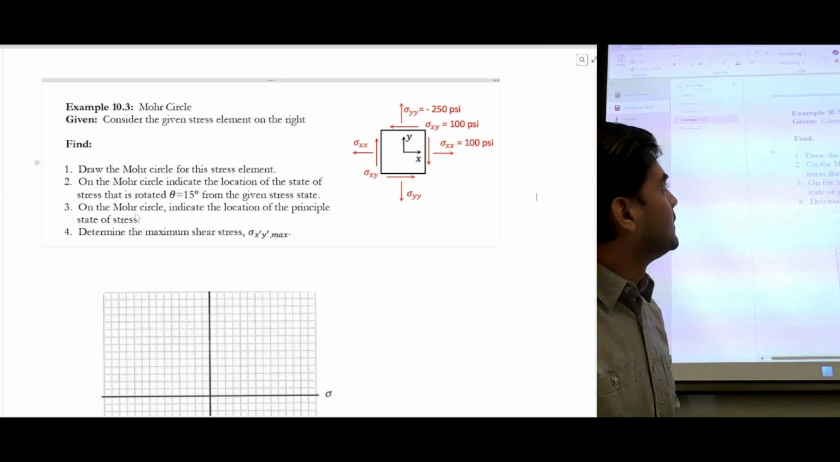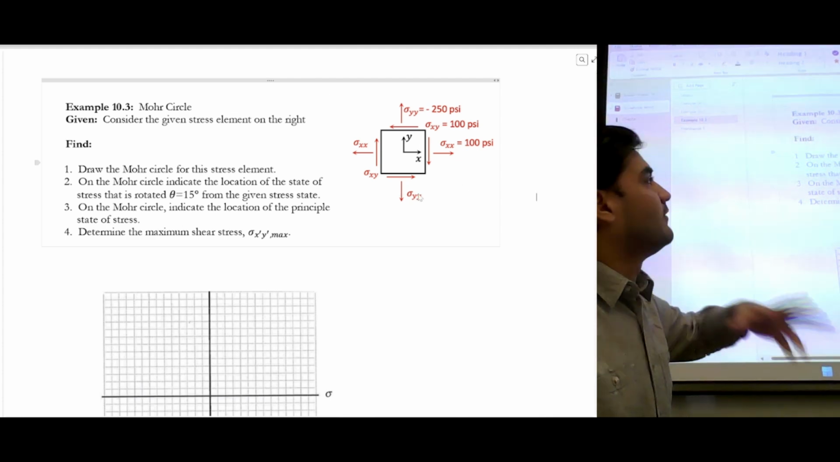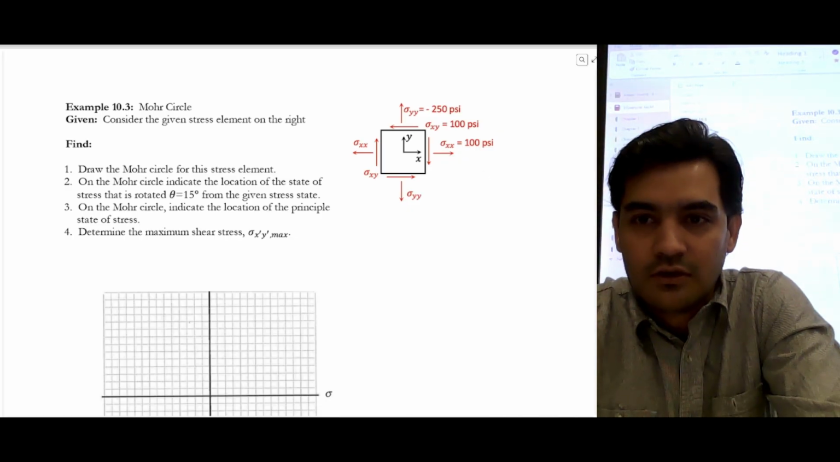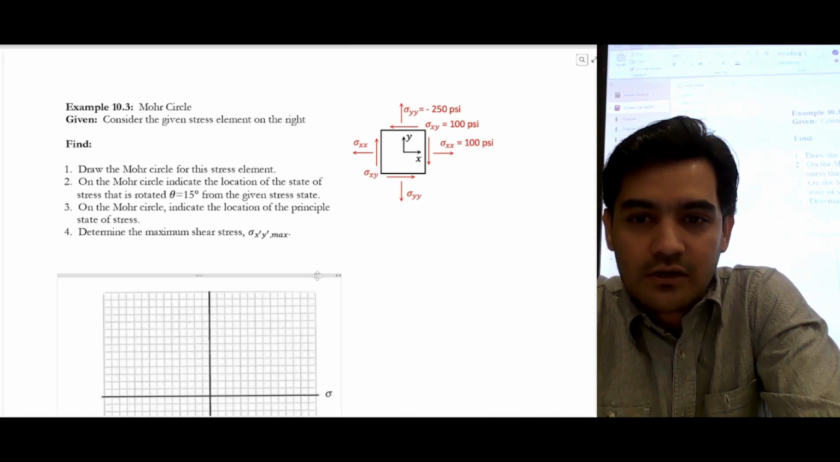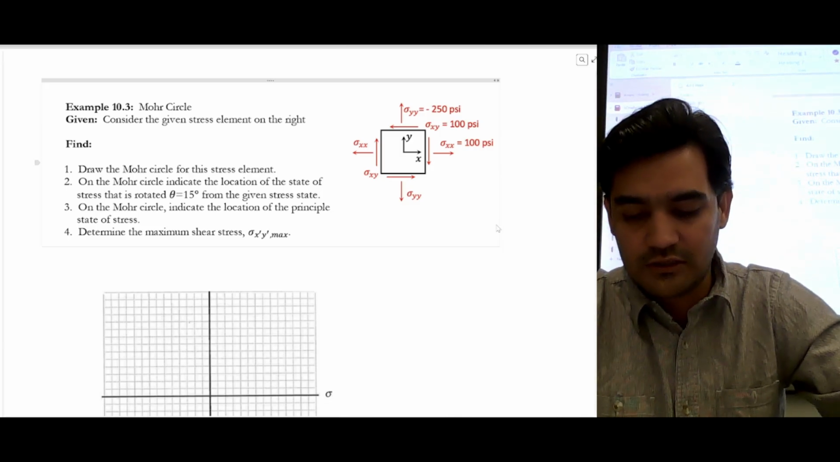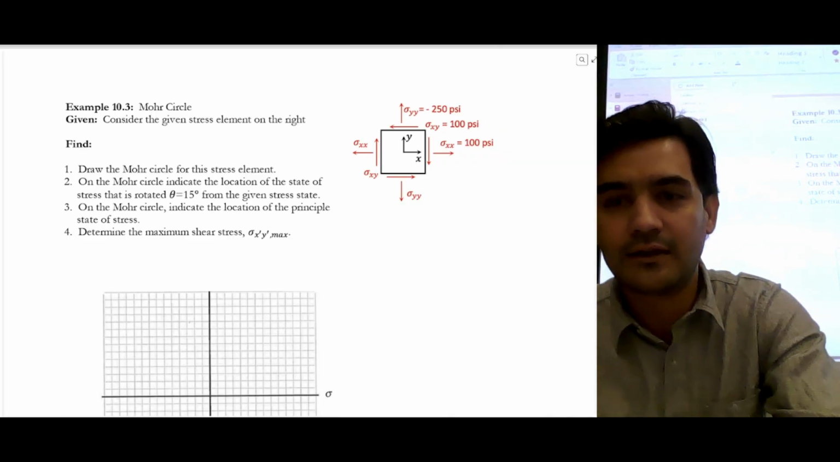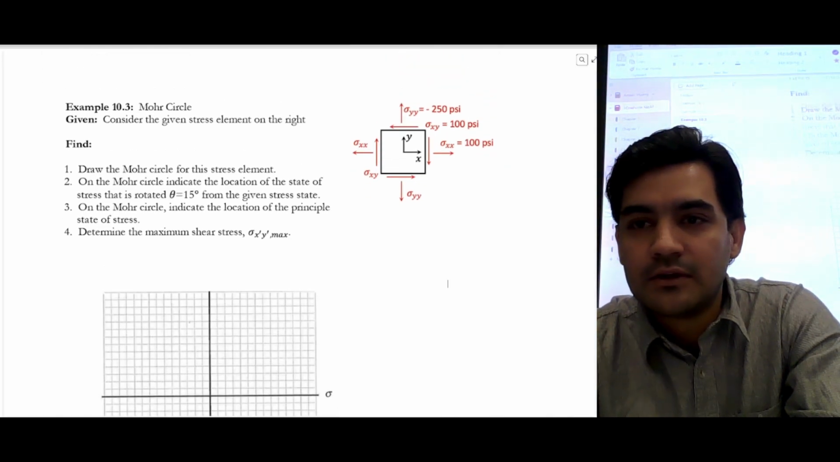Now we're going to draw the Mohr circle, and we can also verify all the answers, and we're going to see how we can use a circle to figure out all the stresses. So I'm just going to write down what we had from the last time.